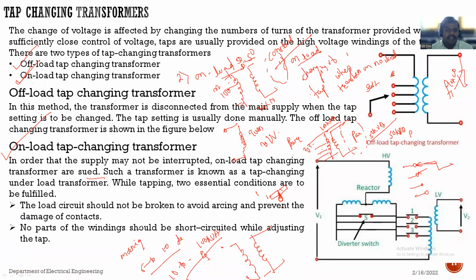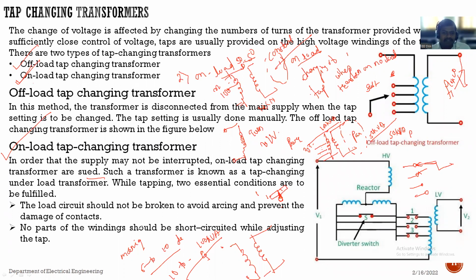When we are adjusting the tap or doing tapping, at that situation no part of the winding should be short circuited. The winding part should not be short circuited while adjusting or changing this tap. If the winding part is short circuited, current will flow through that short circuited terminal. Due to that, again the contact terminal may be broken, or an arc may be formed. So this precaution should be taken.